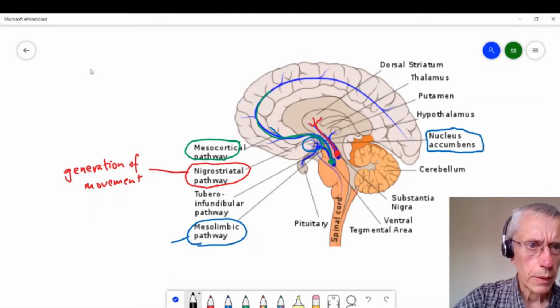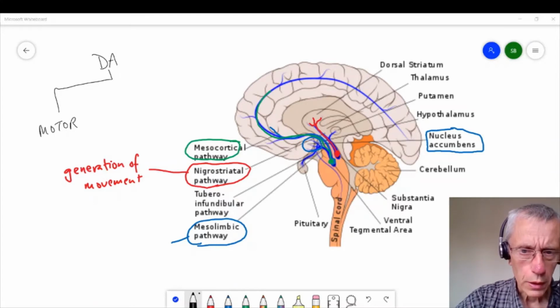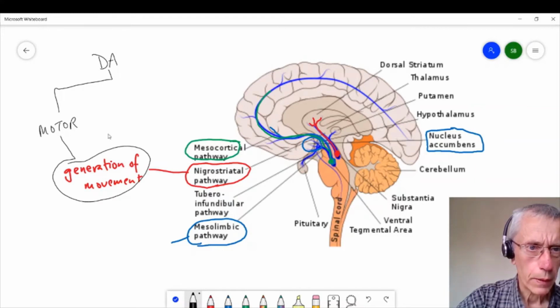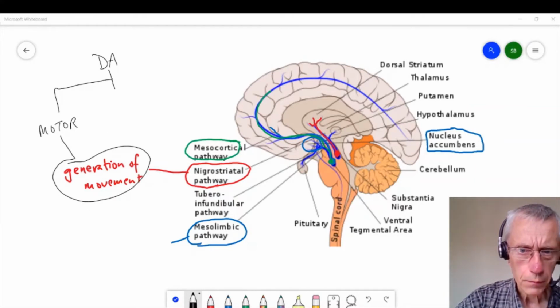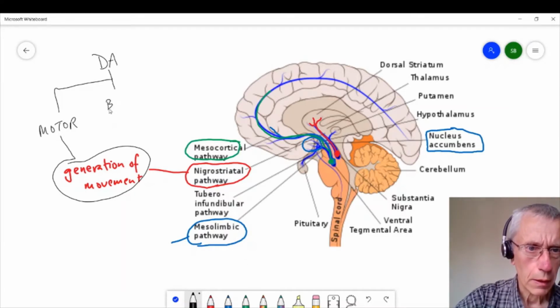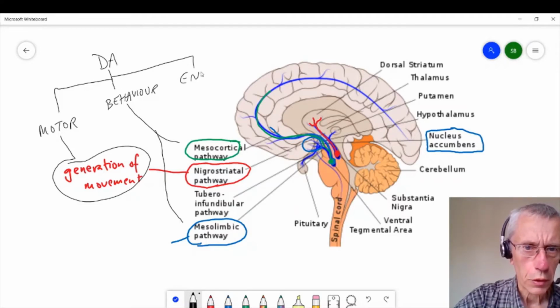So that means that the dopamine system is involved in three functions: motor generation, which is associated with the nigrostriatal system; it's also involved in behavior, and that links it with both the mesocortical and the mesolimbic pathways; and it's also involved in endocrine control, and that's to do with its link with the tuberoinfundibular pathway.